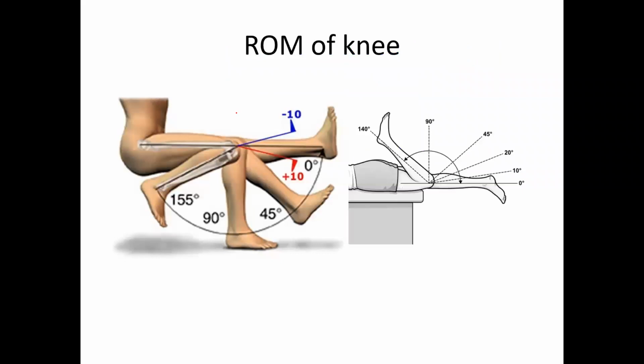Okay, so this is again the ROM of the knee. So it depends again on the position as well. So if you're seated, then the range of motion will differ or change a little bit as to when you're lying down. Okay, so like that, for different joints, you will have different ranges of motion, and for different people, it will be different, right?